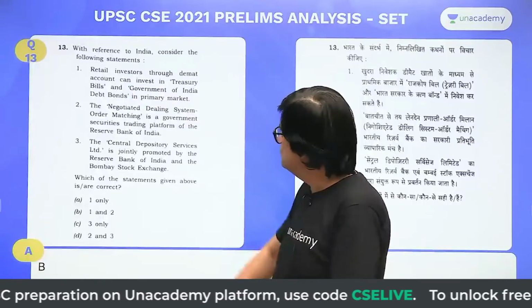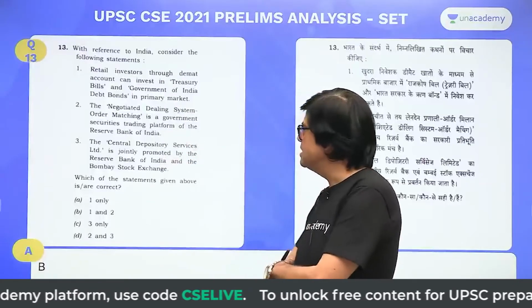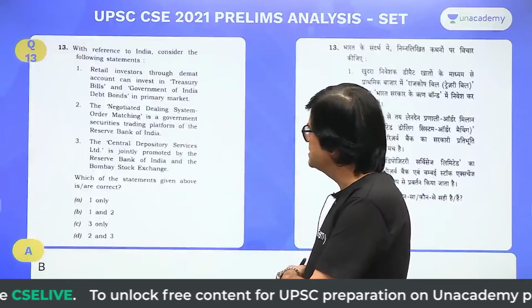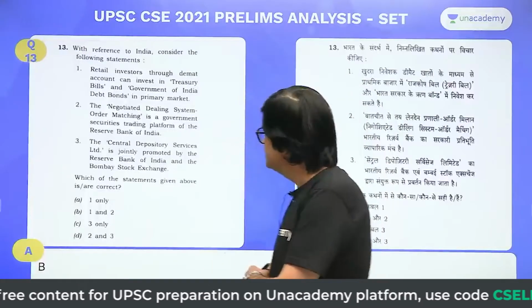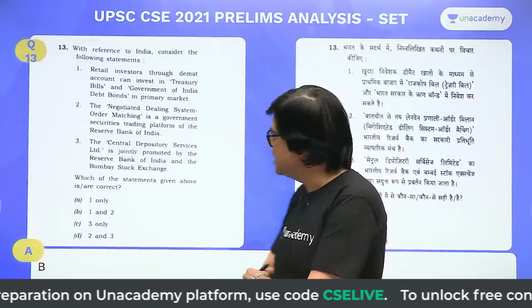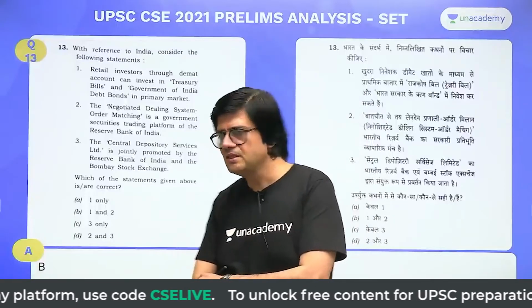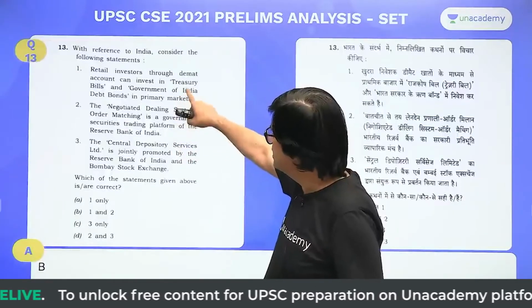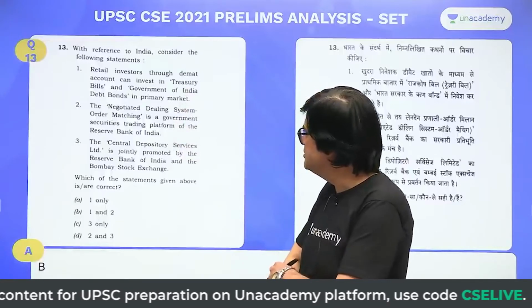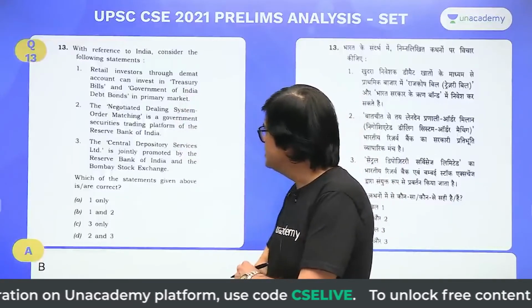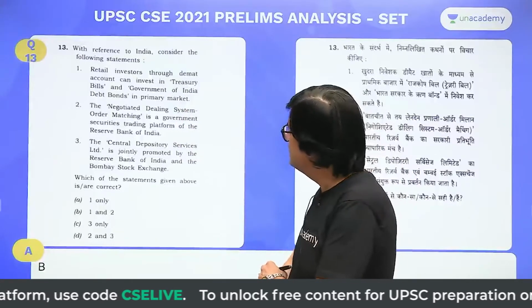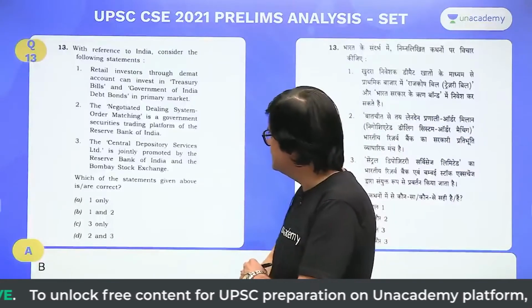Then there is a new platform which has been created by RBI, that is the negotiated dealing system, called order matching. It's a government securities trading platform of the Reserve Bank of India. In that same direction, one can correlate 1 and 2, negotiated dealing system and order matching, a government securities trading platform. So obviously 1 is correct and 2 is also correct here.